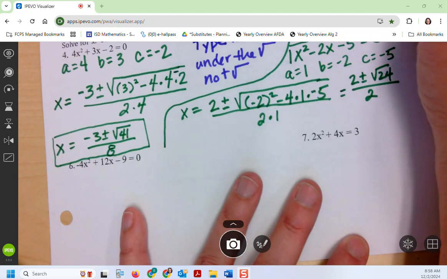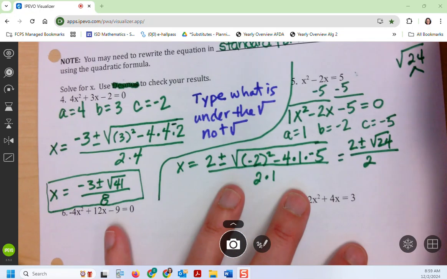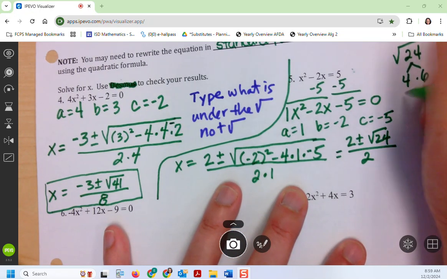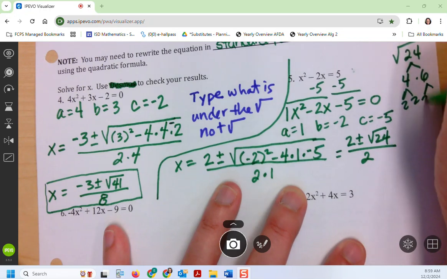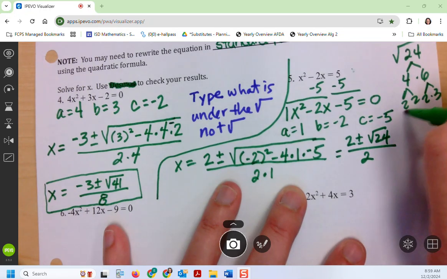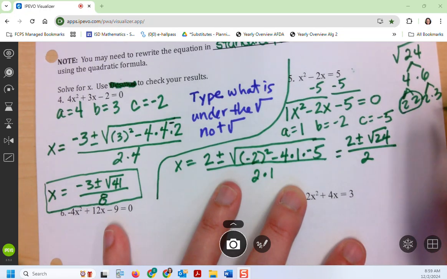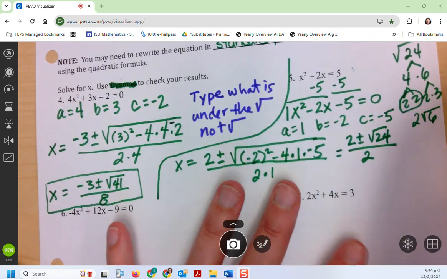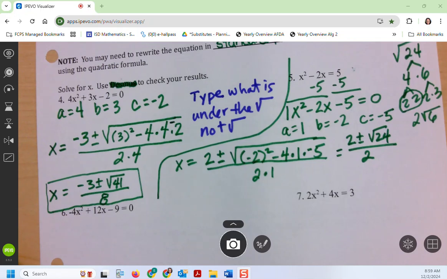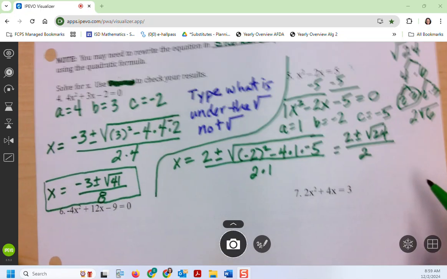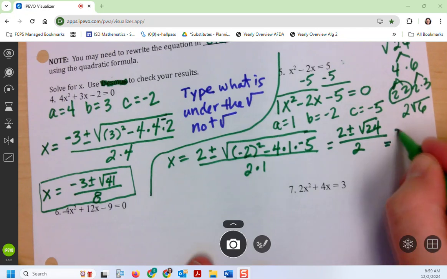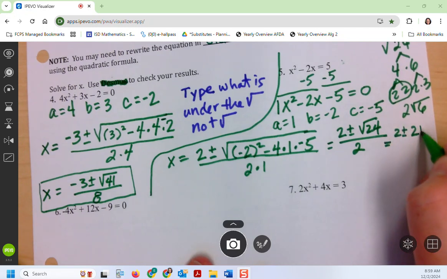So for 24, we're going to do a factor tree. Oops, you can't see that at all. There we go. 4 times 6, 2 times 2, and 2 times 3. And so you can see I have a pair of 2's. I can take a 2 out to make 2 root 2 times 3 is 6. Okay, so because I have a pair of 2's, that comes out, and then I multiply the 2 times the 3 to get the 6 there. So this becomes 2 plus or minus 2 root 6 over 2.